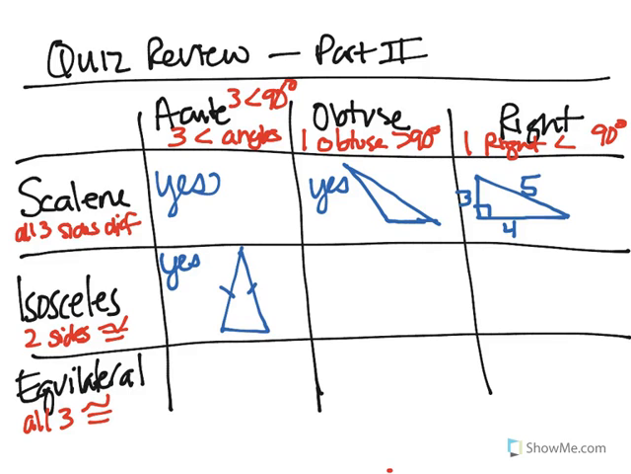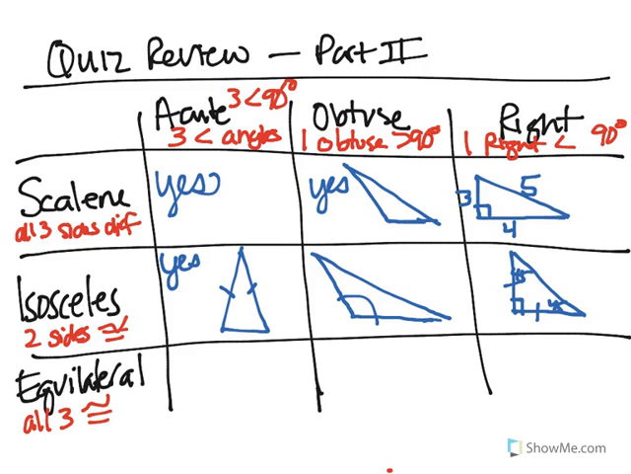How about an isosceles obtuse? Yes, you could have two sides that are the same length, but there's an obtuse angle. And then how about isosceles right? Yes, you could do that too. You have two sides that are the same. These would each be 45-degree angles, and it would look like that.